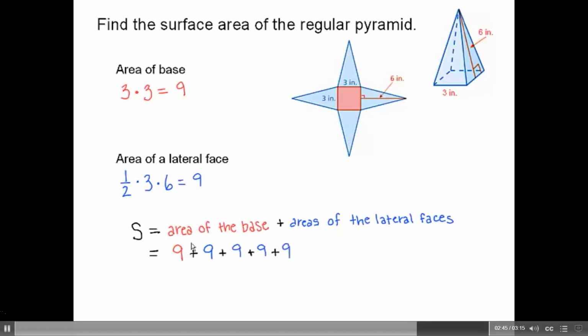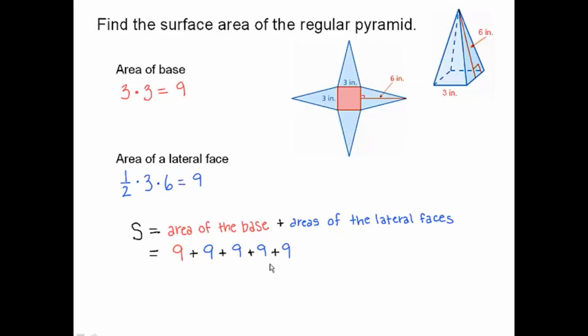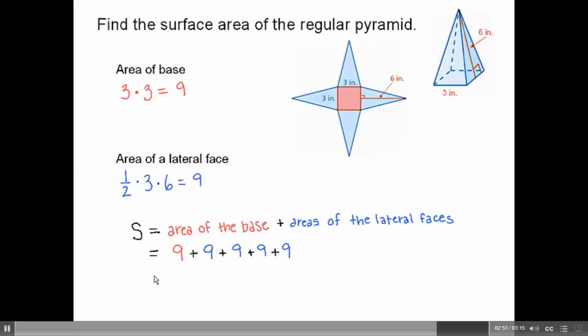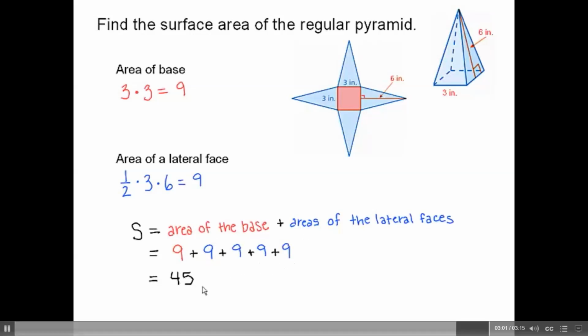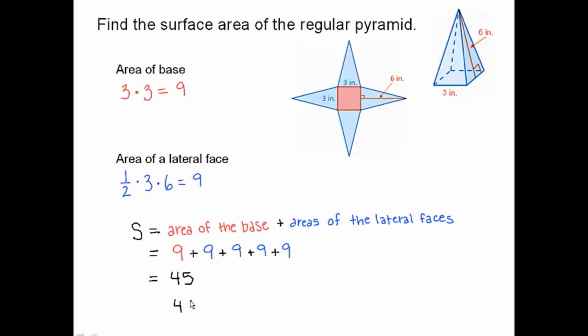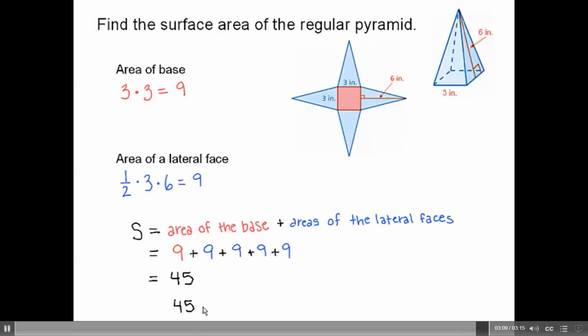So now we have the area of the base, 9, plus the areas of the 4 lateral faces, which is 9 plus 9 plus 9 plus 9. So now when we add the 5 9s together, that gives us 45. So that means the surface area of the regular pyramid is 45 square inches.